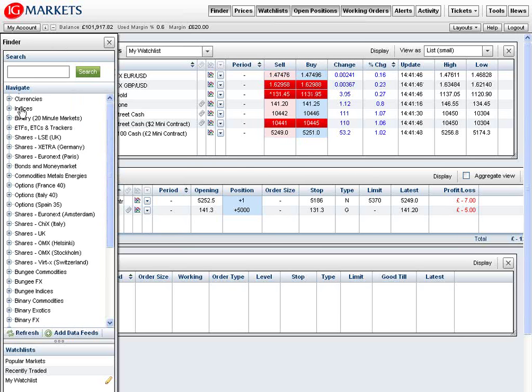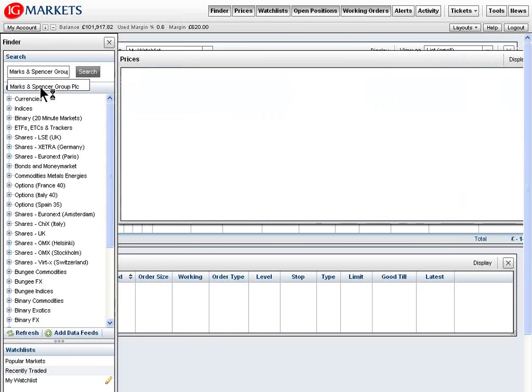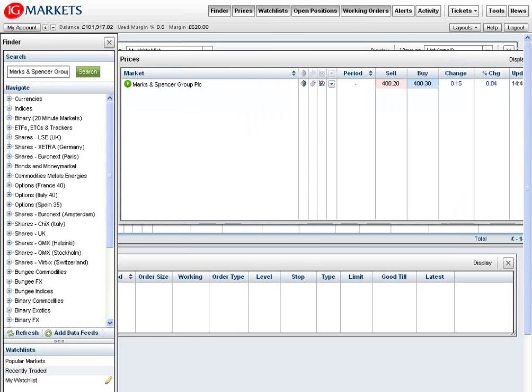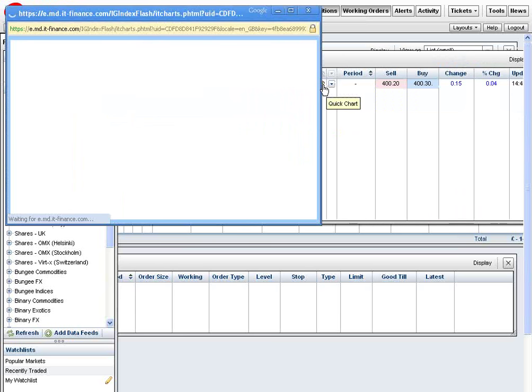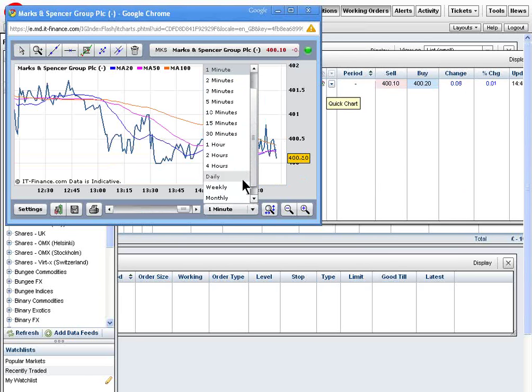So let's just bring up something like Marks and Spencer's maybe. Let's bring that one up. Marks and Spencer. And we'll bring up a chart for that. And I don't think it'll have exactly the example I'm looking for, but it'll enable me to talk through what actually happened and what we can use things like stop losses for.